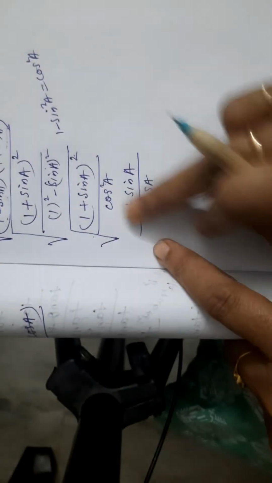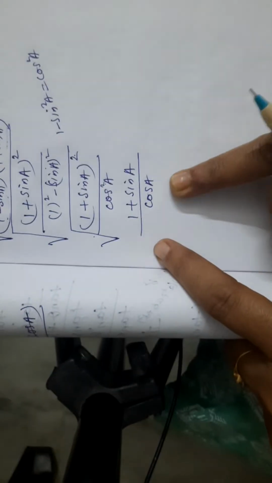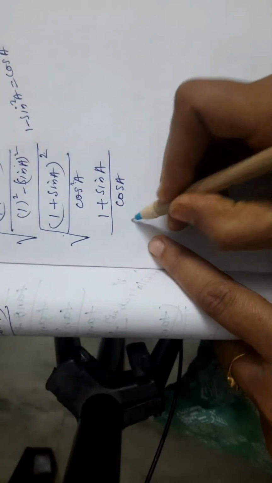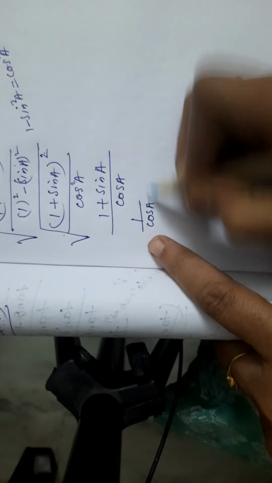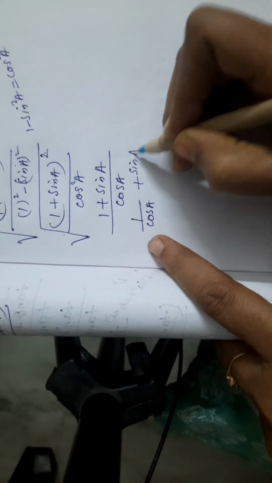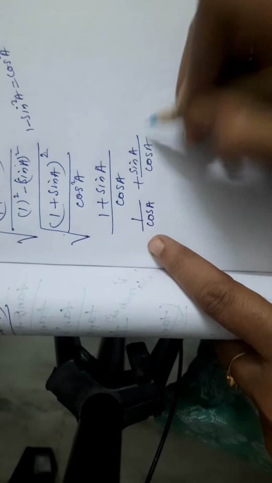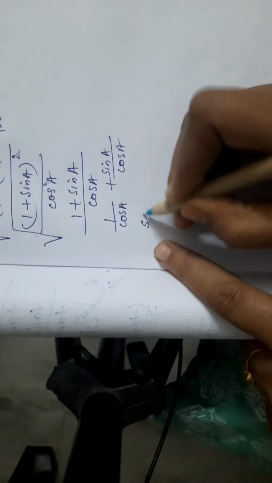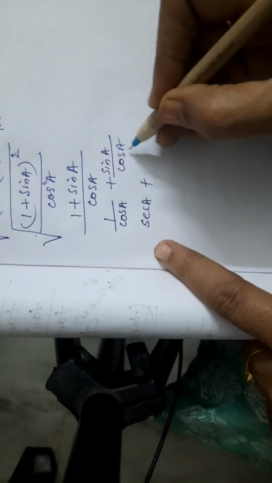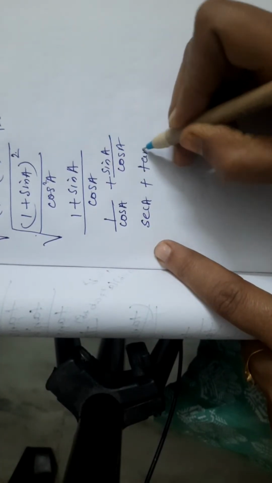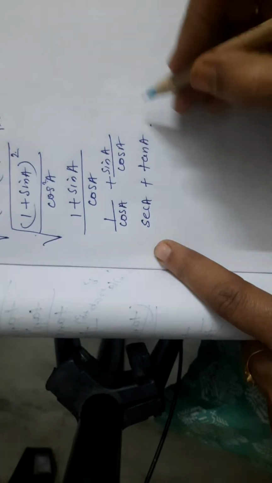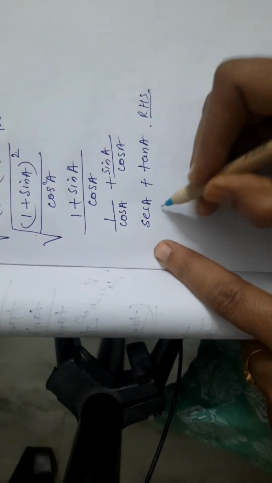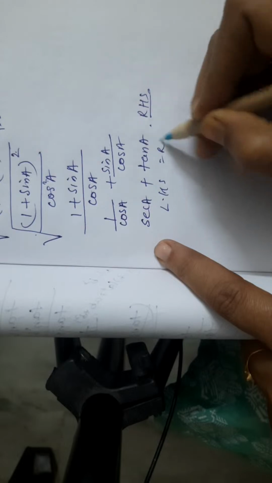Again we got a single denominator, so we'll have separate division: 1 upon cos A, sin A upon cos A. 1 upon cos is sec. Sin upon cos is tan. So this we completed with our RHS. So thus LHS is equal to RHS.